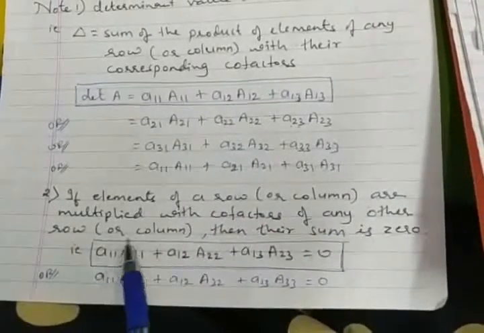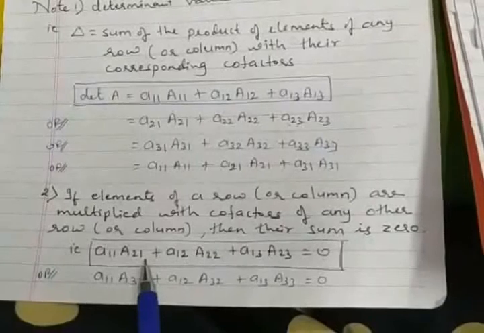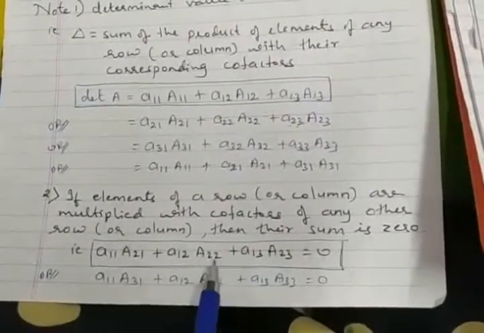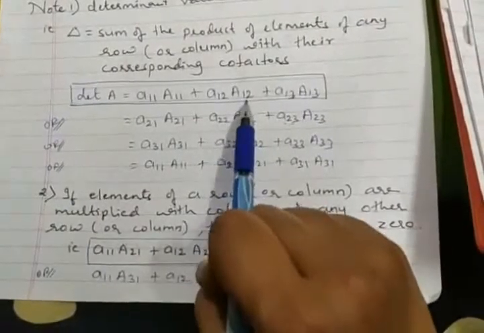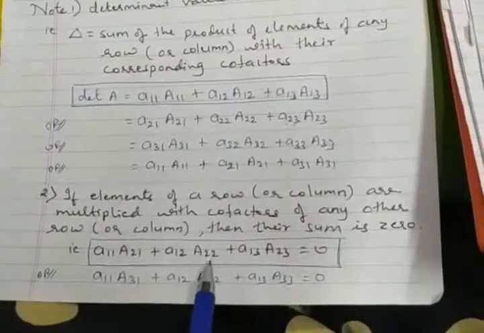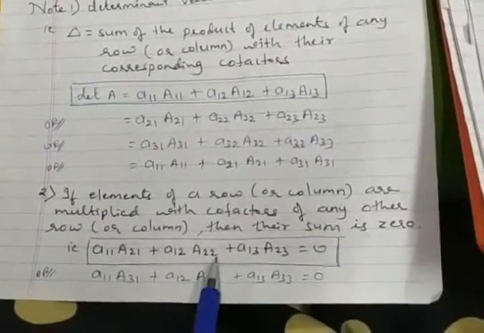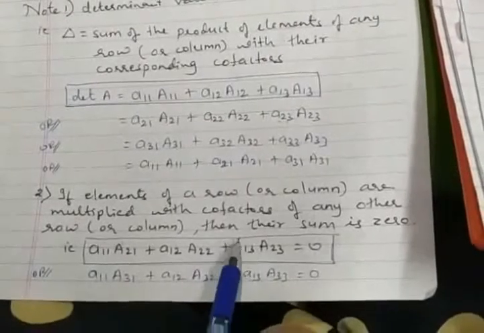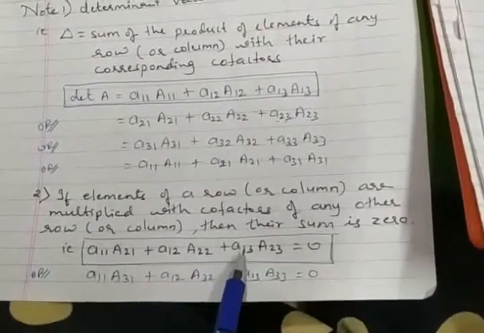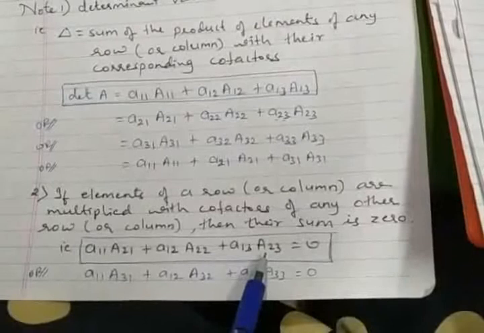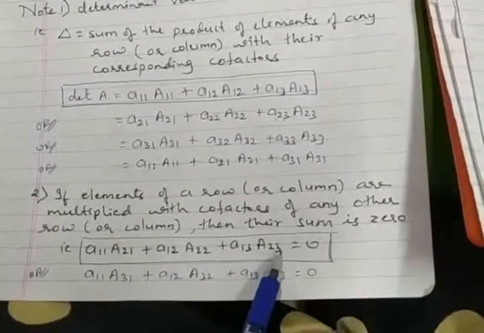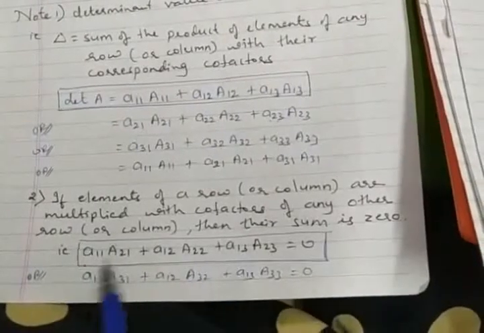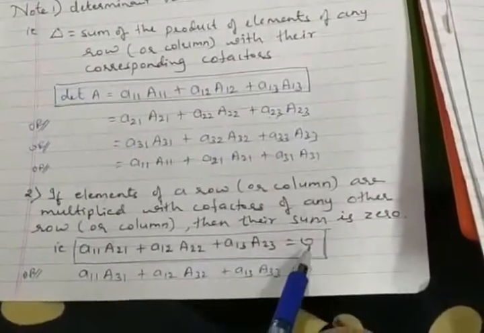But this is the cofactor of second row, first column. This is A12. This is second row, second column. That means second row. This is the first row, third column element, which is multiplied with the cofactor of second row, third column. Then such an expression will give us the value 0.